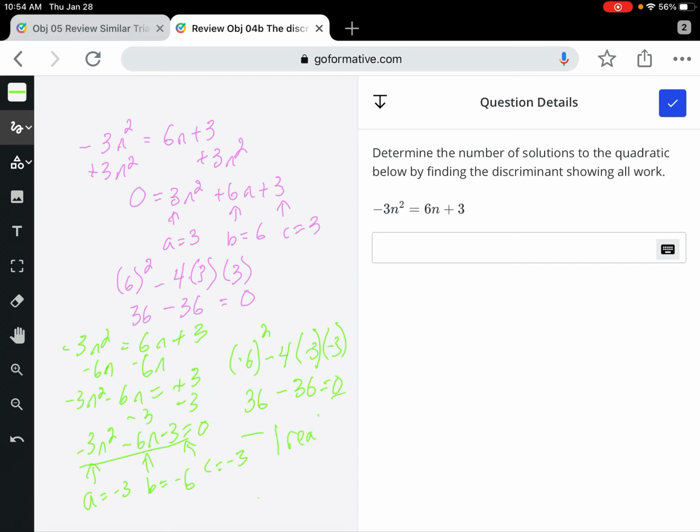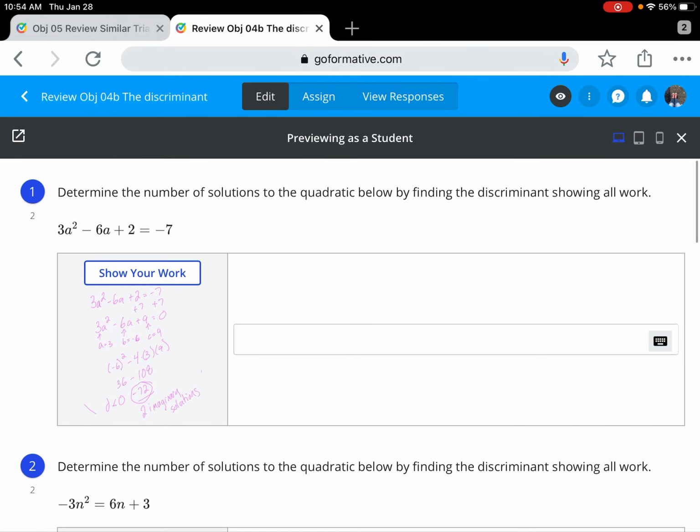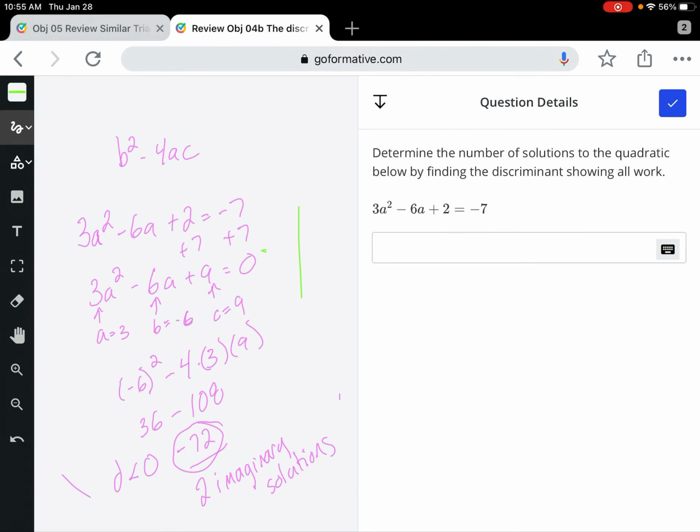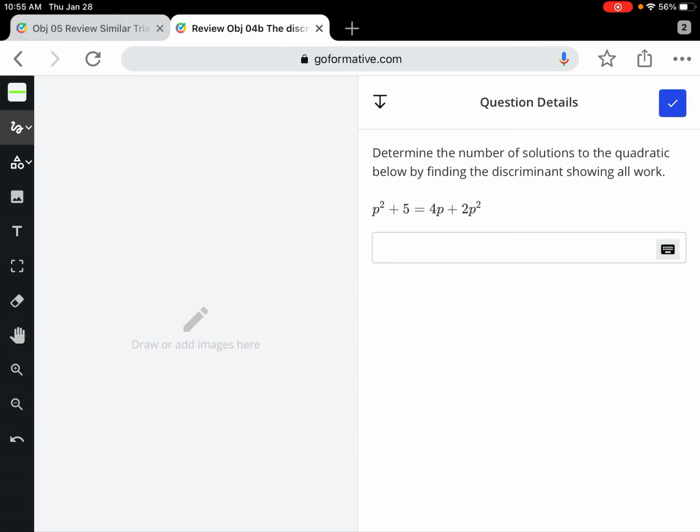And when you have 0, you're going to have one real solution. And just to remind you, if we were looking at a graph, this graph would touch the axis at one point. I'm going to go back to the previous problem really quickly. Number 1, if we were graphing this one and it was imaginary solutions, my graph would not be touching the x-axis. It could be going that way, it could be going that way.